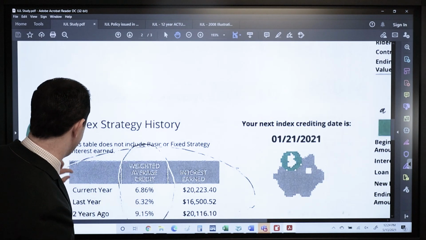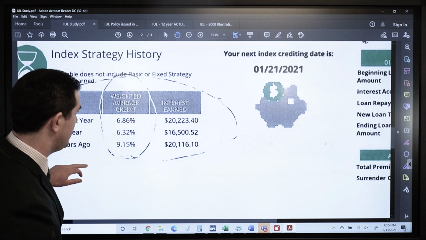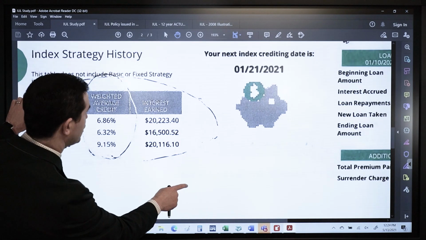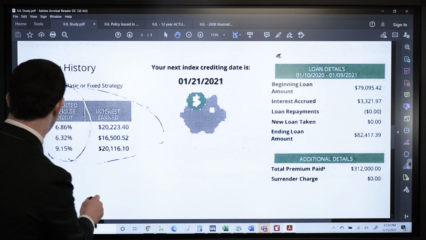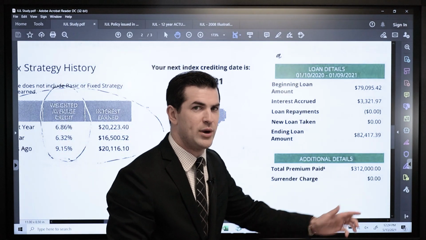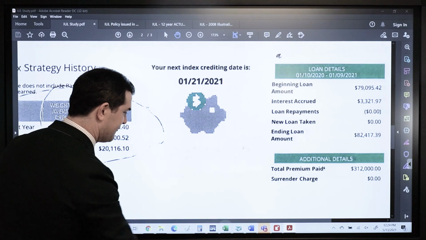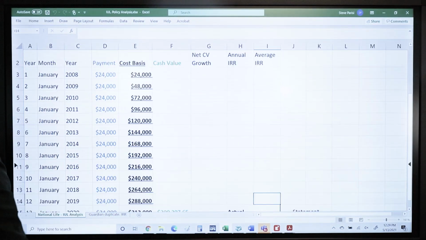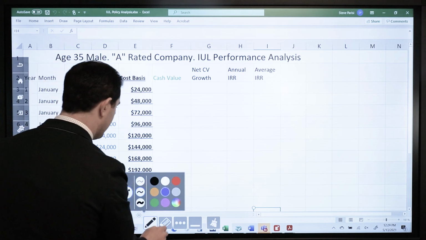Focus on the numbers. Going back to this right here. Here's what I want to focus on. Total premiums paid also. Let's get this all on one shot. There we go. So I earned 6.86%. Premiums paid $312,000 over the past 13 years. I'm in year 14 now. Let's have some fun. So what we did was took his actual policy. He started at age 35.